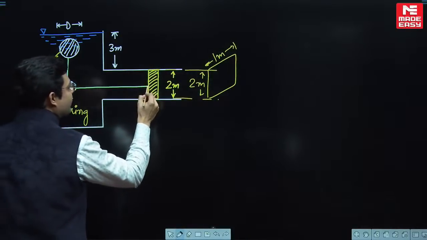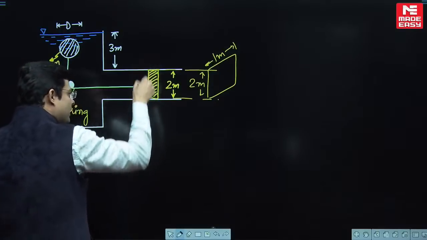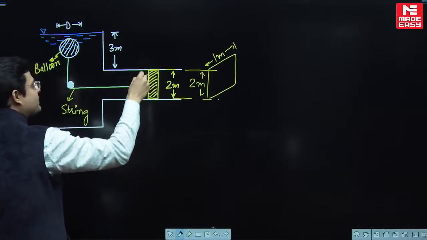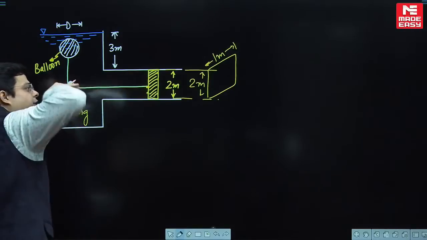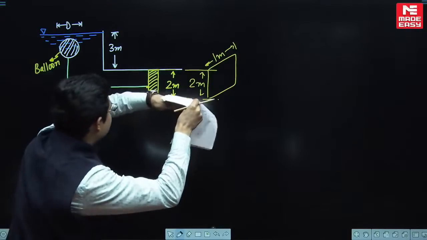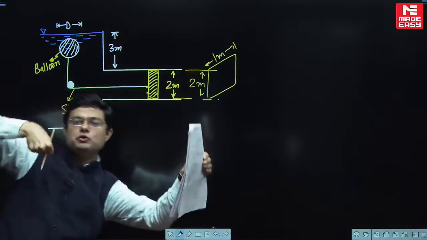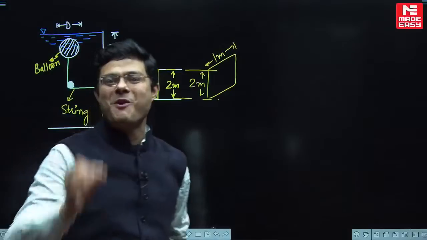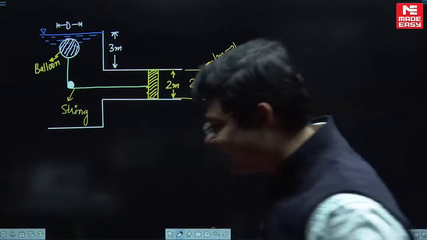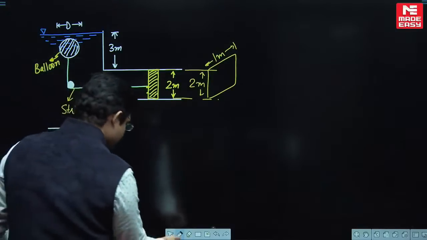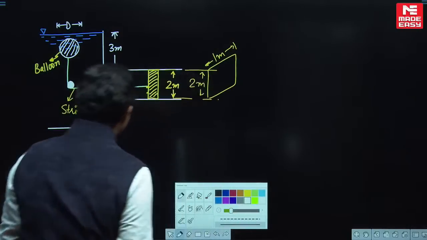You are applying this string at a particular location at the gate. Of course, you need to apply this string at the center of pressure of the gate, and that force over this gate in this direction is balanced by the pull in the string due to the buoyancy force over the balloon. What a problem, yaar. So you need to find out the diameter of the balloon for equilibrium of the gate and also the location.